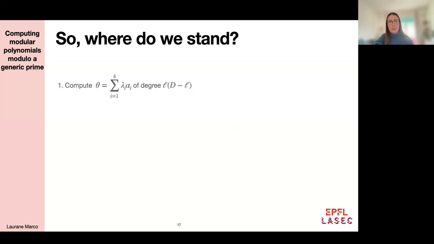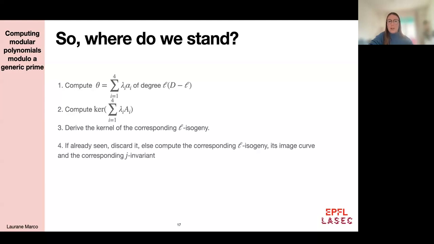So let me go over the details. You compute your endomorphism theta. Then you compute the kernel of the linear combination, the sum of lambda i A_i. So recall that these matrices A_i correspond to the action of the basis endomorphisms on the L-torsion. So this gives you the kernel of the corresponding L-isogeny, and if you've seen it before, you discard it. Otherwise, you keep track of it and compute the corresponding L-isogeny using the high-dimensional tools, the image curve, and the corresponding j-invariant. And you repeat it again until you've collected enough j-invariants.